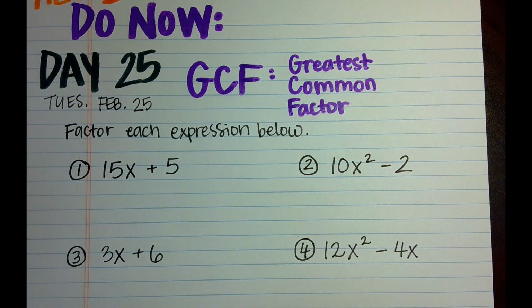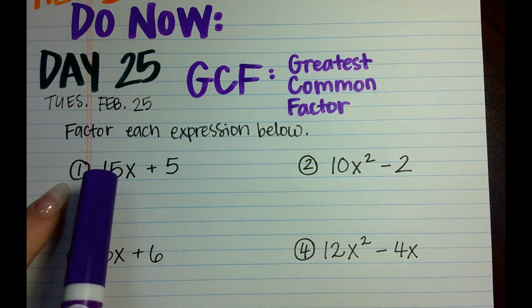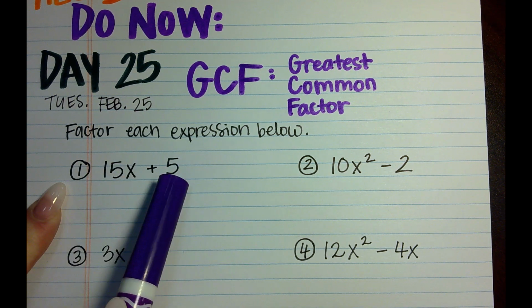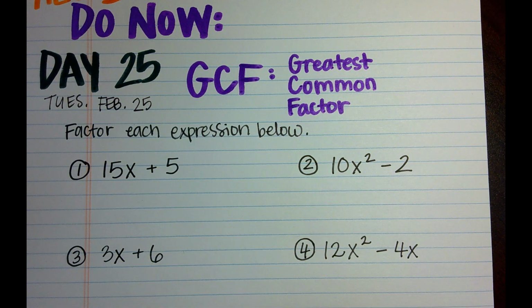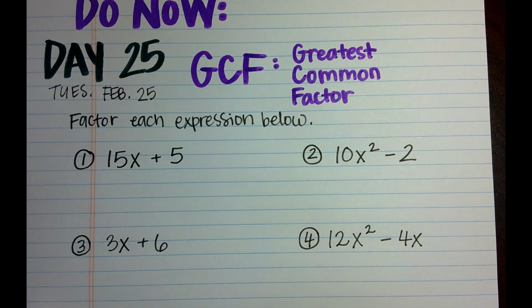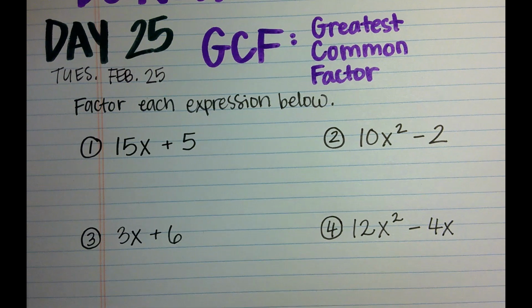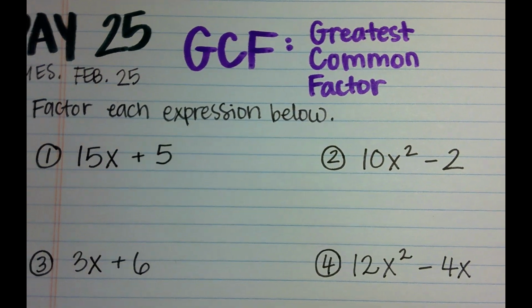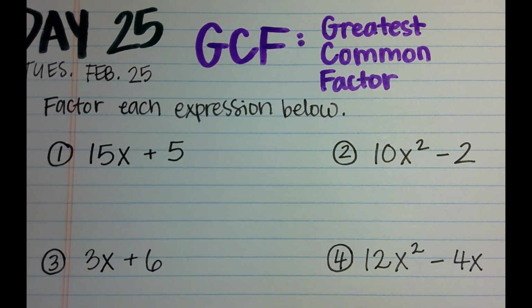Good. So greatest common factor just means the biggest number that can be multiplied to get these 2 terms. We want to make sure that we find the number that fits into both of them. That is the largest. So let's think about number 1. We have 15x plus 5. What would we want to think about to start solving number 1? How would we factor this?